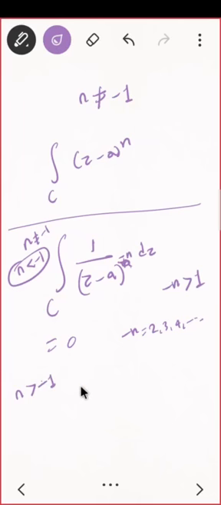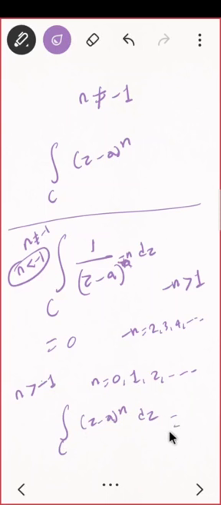N is greater than -1 means what? N can be 0, 1, 2, 3 and so on. So your question will be C, z minus e raised to n. Can somebody tell me, in this case, do you have any problem for this? This is analytic in the contour, and by Cauchy theorem what does it say?